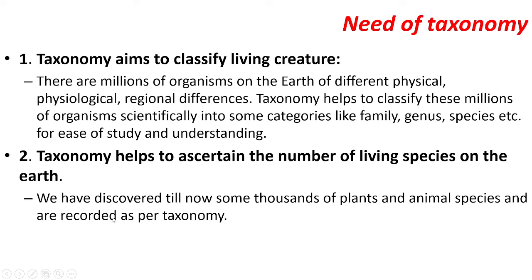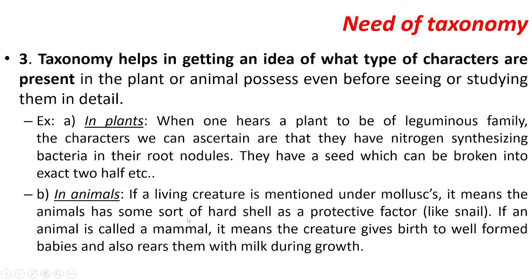We have discovered till now some thousands of plant and animal species, and they are recorded as per taxonomy. It also helps to give an idea of what type of characters are present, like what different plants there are, whether they are insectivorous, carnivorous, or making their own food with the help of photosynthesis. Different types of plants are there, like the leguminous family, where we can ascertain that they have nitrogen-fixing bacteria at the root level. Likewise, based on the properties of plants, whether they are pteridophytes, angiosperms, or bryophytes, there are different types of plants. And within animals, again, non-chordates and chordates, as I explained.